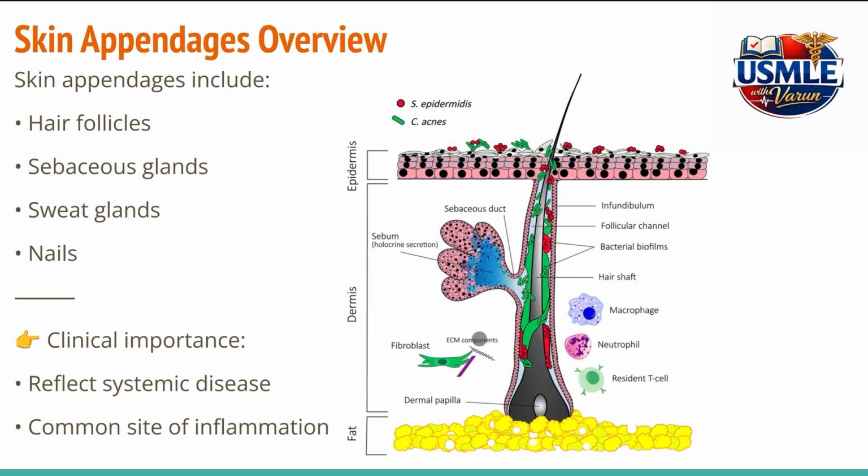Also, these structures often reflect internal disease. For example, whenever there are nail changes, that can indicate a systemic illness, and hair loss patterns can help us point to a particular hormonal or autoimmune cause. So we always need to think that these reflect systemic disease. These are not cosmetic. These are diagnostic tools for systemic disease.